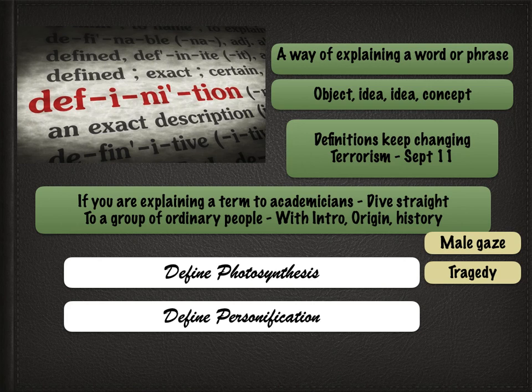Again, there are different kinds of definitions. If you are explaining a term to a group of academicians, you can dive straight into your definition. But on the other hand, if you are going to talk about some terms to a group of very ordinary people, you just can't dive straight into the definition. They will not understand it. So definitely you will have to start with an introduction, you will have to speak about the origin, you have to talk about the history, etc.